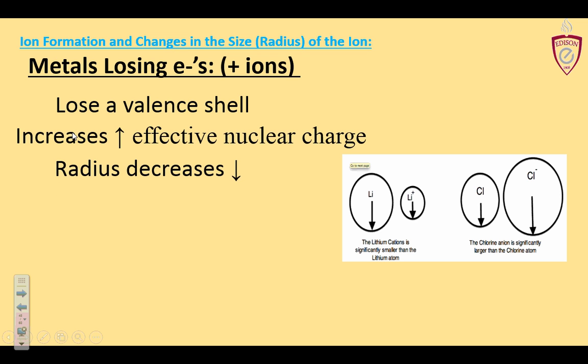which leads to a decrease in the radius for 2 reasons. 1, that valence shell is gone, a lost layer. And 2, the remaining layers get pulled in closer to the nucleus because there are fewer shielding electrons. Almost like a double jeopardy thing. So the ions for metals are smaller than the atoms that form them.